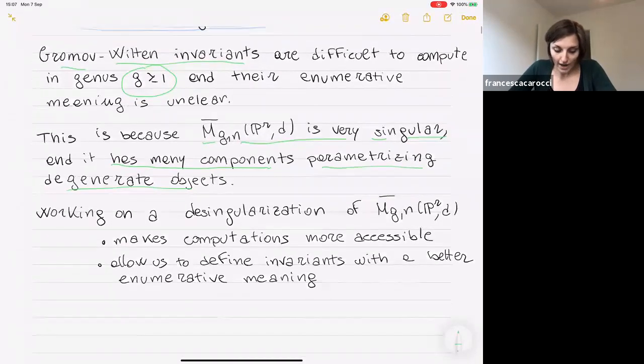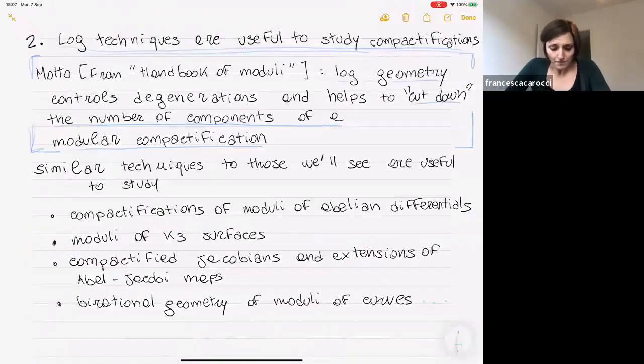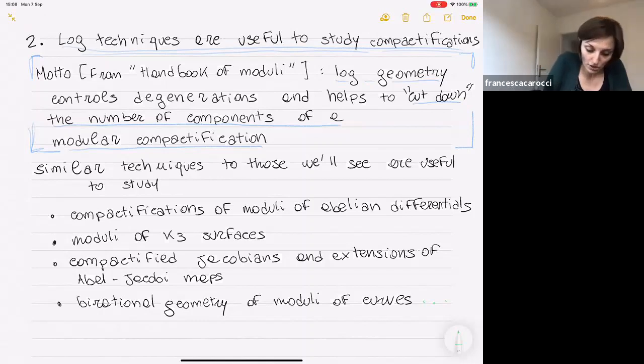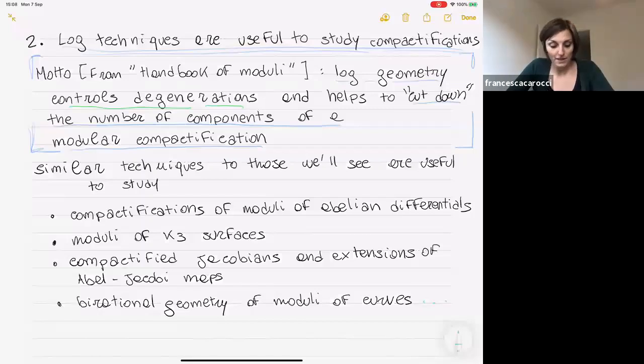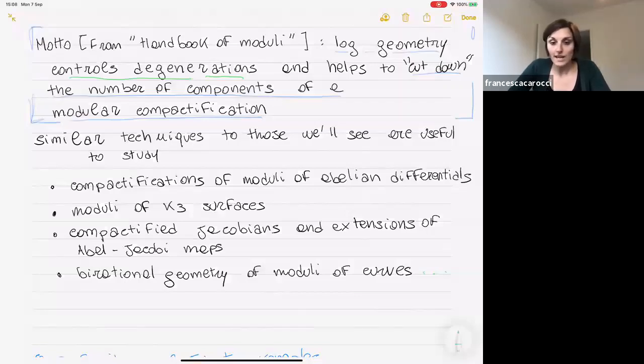And if instead you do not care at all about moduli spaces of maps, which is fair enough, I just want to convince you that log techniques are in general useful to study compactifications of moduli spaces. The motto is that log geometry controls degenerations, and so is suitable to study compactifications, and usually helps to cut down the number of components of a moduli compactification, and so to give us minimal compactifications. Techniques similar to those that we're going to see in this series of talks are also useful to study compactifications of moduli spaces of abelian differentials or of K3 surfaces, or compactified Jacobians, or in general to study the birational geometry of moduli of curves.